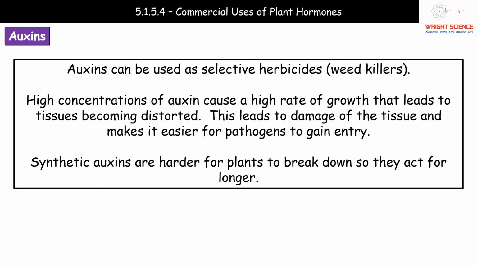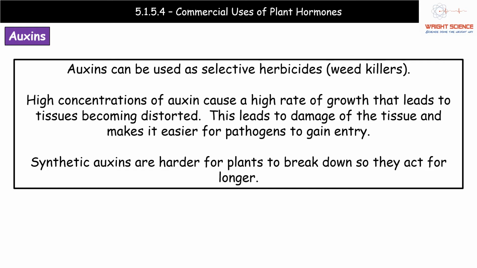So the first hormone we're going to look at is our old friend auxins. Now, one of those commercial uses of auxins, and this is something you in theory heard about back in GCSE as well, is that they can be used as these selective herbicides or selective weed killers.